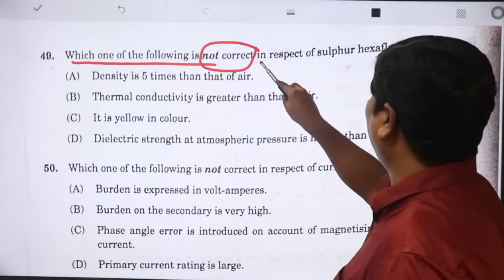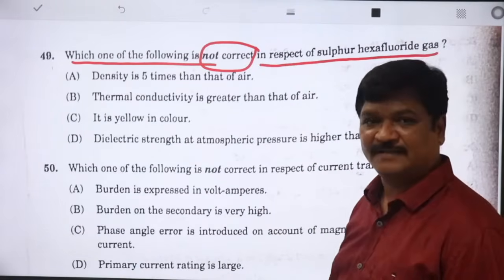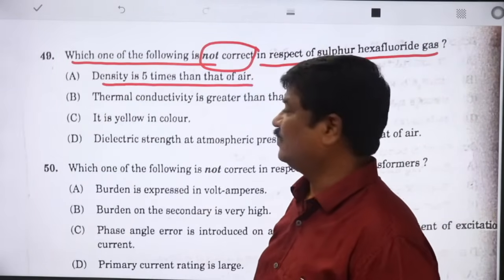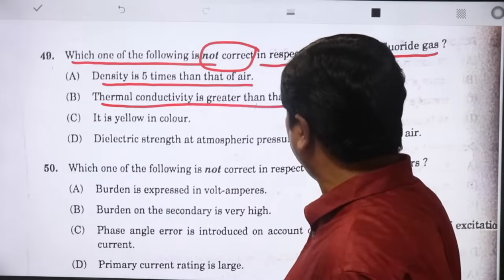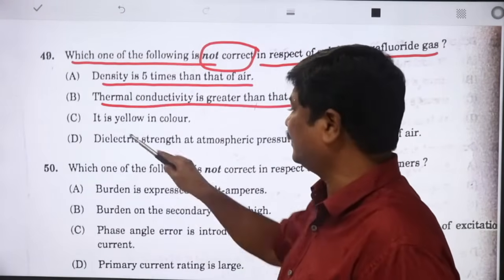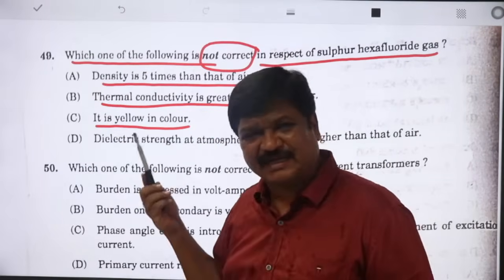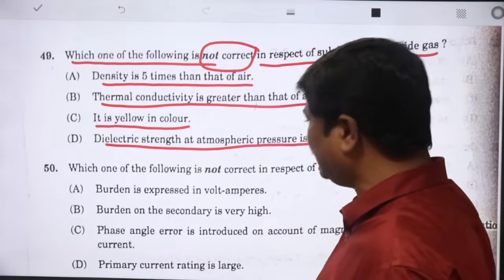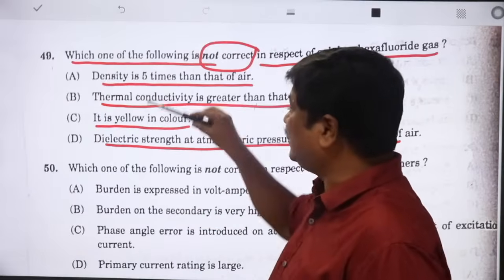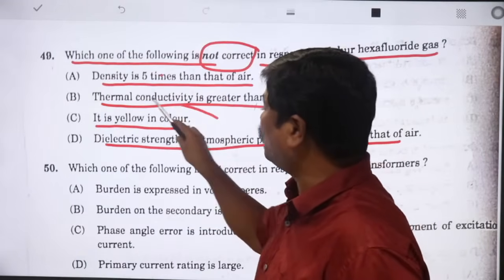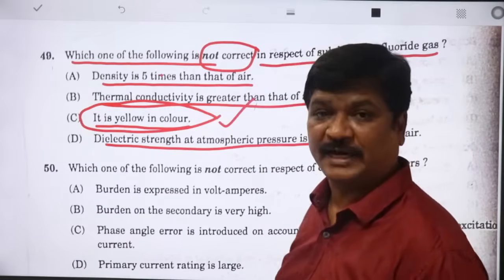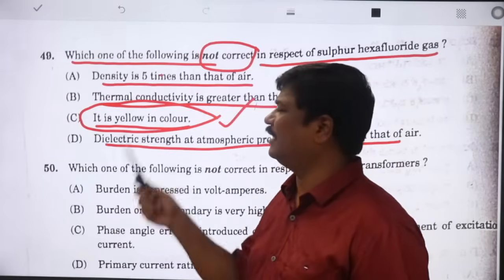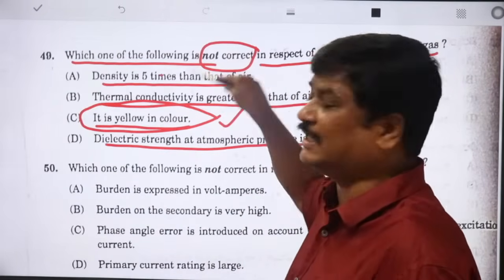Which one of the following is not correct with respect to sulfur hexafluoride gas? The density is 5 times that of air. Thermal conductivity is greater than air. It is actually a right answer, not a wrong answer. It is a yellow color. Actually, it is colorless. Dielectric strength at atmospheric pressure is higher than air. It is also a right statement. These two are the wrong statements actually, but more appropriate is this one. Actually, the density is not 5 times, it is somewhat lesser. Anyhow, it is more accurate so you can take this as the option.